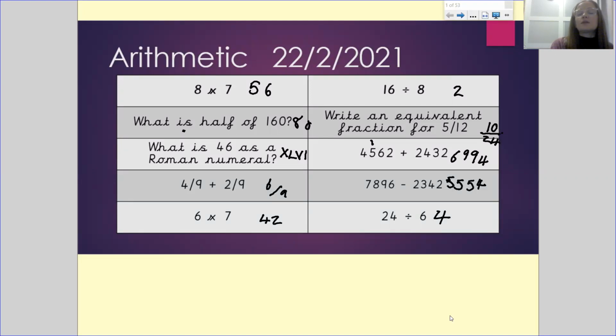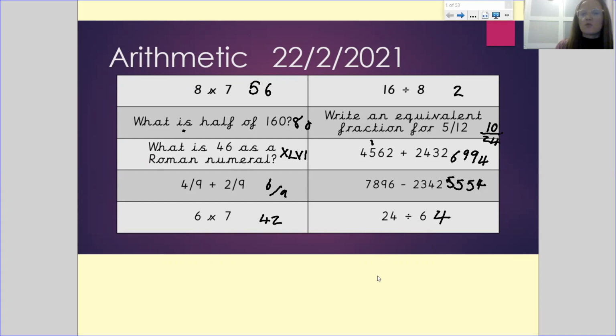4,562 plus 2,432. The answer is 6,994. 7,896 minus 2,342. The answer is 5,554. And 24 divided by 6 is 4. You could have checked that by going 6 times 4 is 24. You would count in sixes, so 6, 12, 18, 24. You could also count in fours, and there'd be 6 of them. So 4, 8, 12, 16, 20, 24. So all of that would have got you these answers.